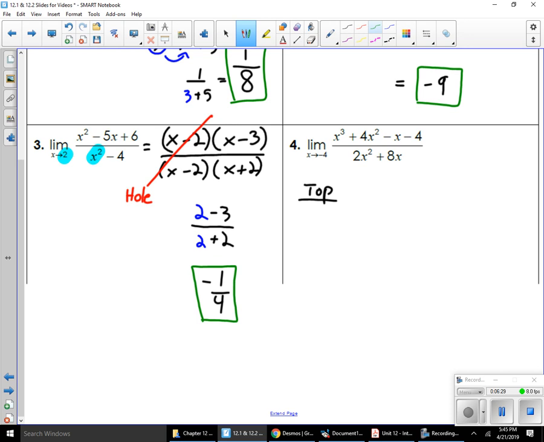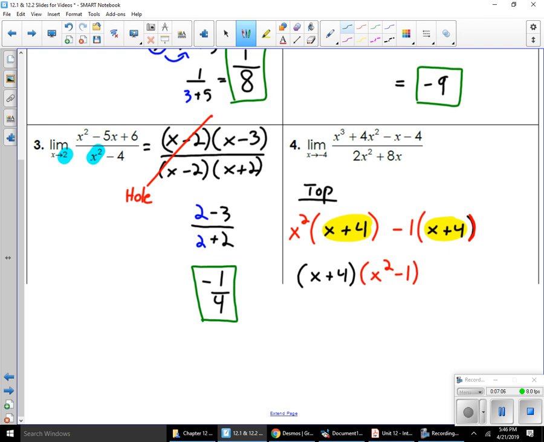Out of those first two terms, I could pull out an x squared, and I'd be left behind with an x plus 4. And then out of the second two terms, I could pull out a negative 1, and I'm left behind with an x plus 4. That should have been red. With a grouping pattern, the goal is to look for those matching left behinds, and those become one of your factors. And then the other factor is the GCFs, the terms you pulled out, the x squared minus 1.